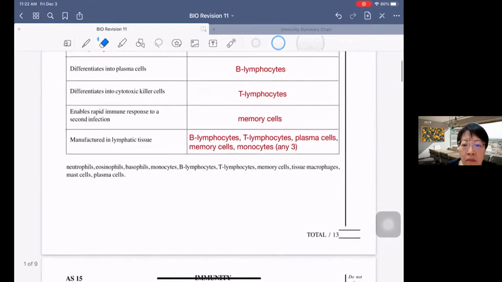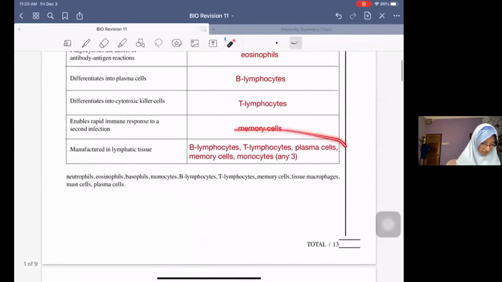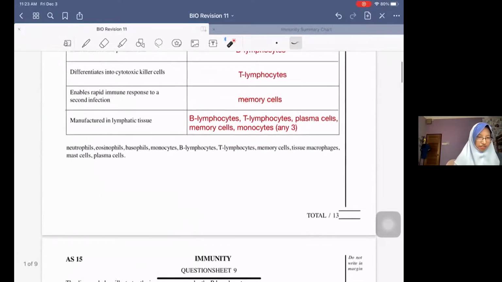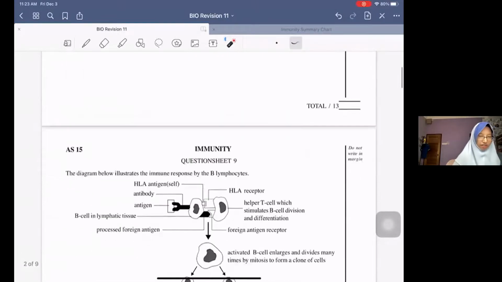Okay, so the diagram shows an immune response by B lymphocytes. Here we have a B lymphocyte in the lymph. Oh yeah, I forgot to mention, all these lymphocytes are mainly found in the lymph. So that's why they're in the lymphatic tissue.